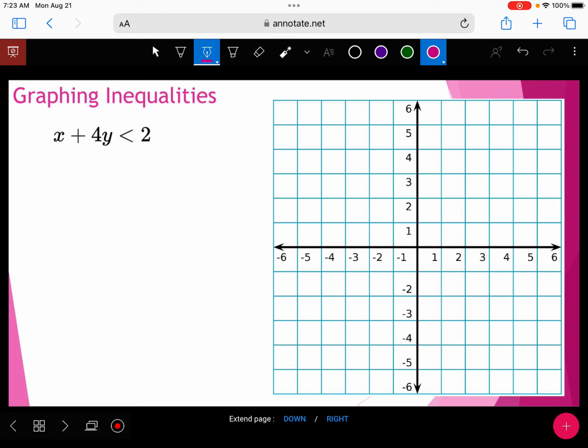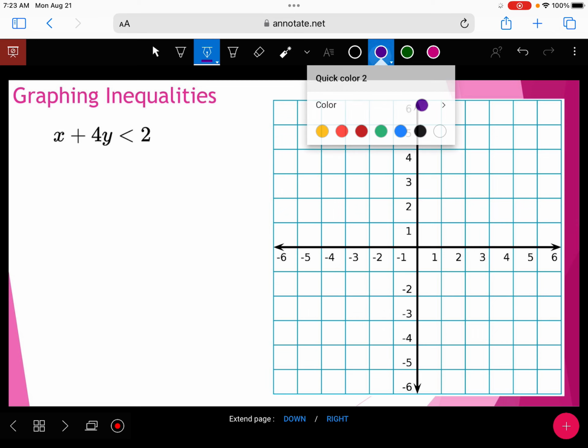All right, so we've got what is essentially an equation in standard form, except it's an inequality. What that means is when we are graphing, the first thing I'm going to do is figure out if we're doing a solid line or a dotted line. To figure that out, we are going to look at our inequality sign.